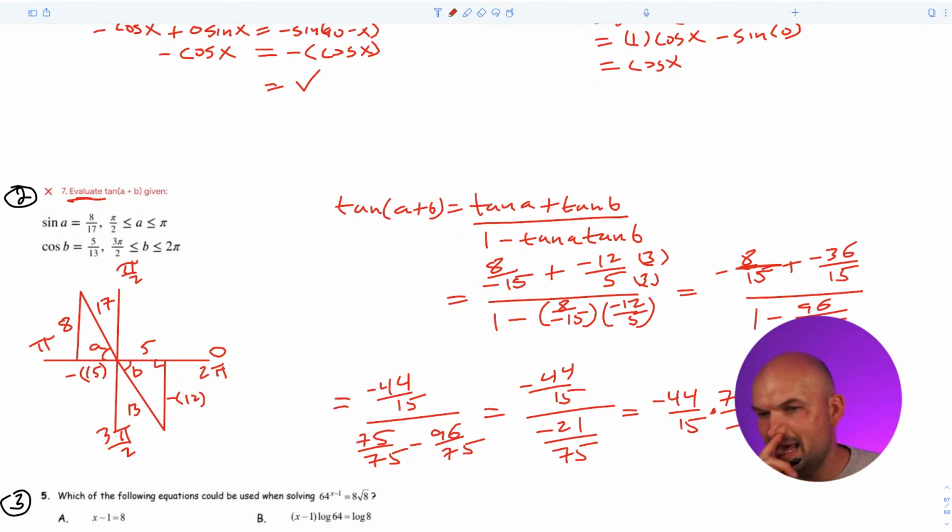All right, and now you can see that 15 goes into 75. Let's see, that's going to be 5 times, right? And let's see, 44 times 5 divided by 21. I think that's going to be it. Yeah. All right. So then if I multiply this, that's not a negative.